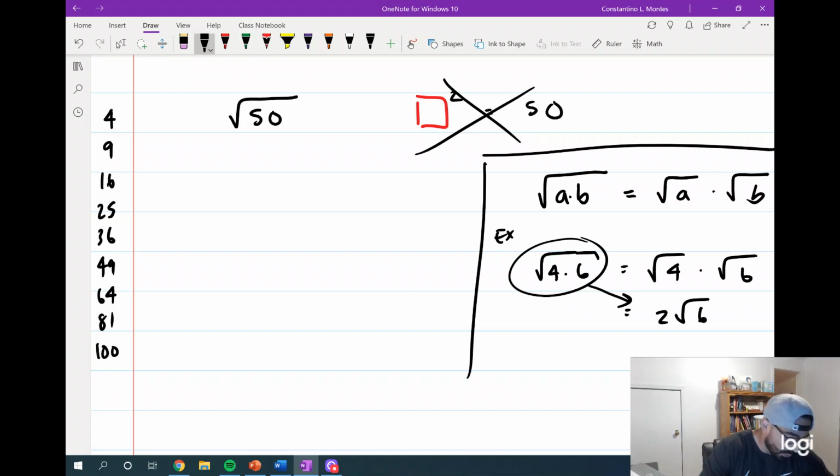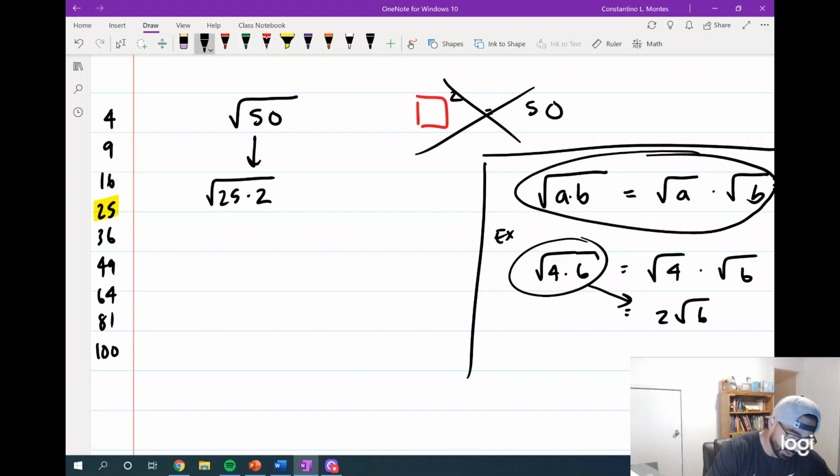So does one of these numbers over here, is that one of the factors of 50? And here's the thing, when I look at 25, I can turn this into the square root of 25 times 2. Okay, so how does that benefit me? Well, I can utilize this rule over here, not just that part, but the whole thing. And I can separate this into the square root of 25 times the square root of 2.